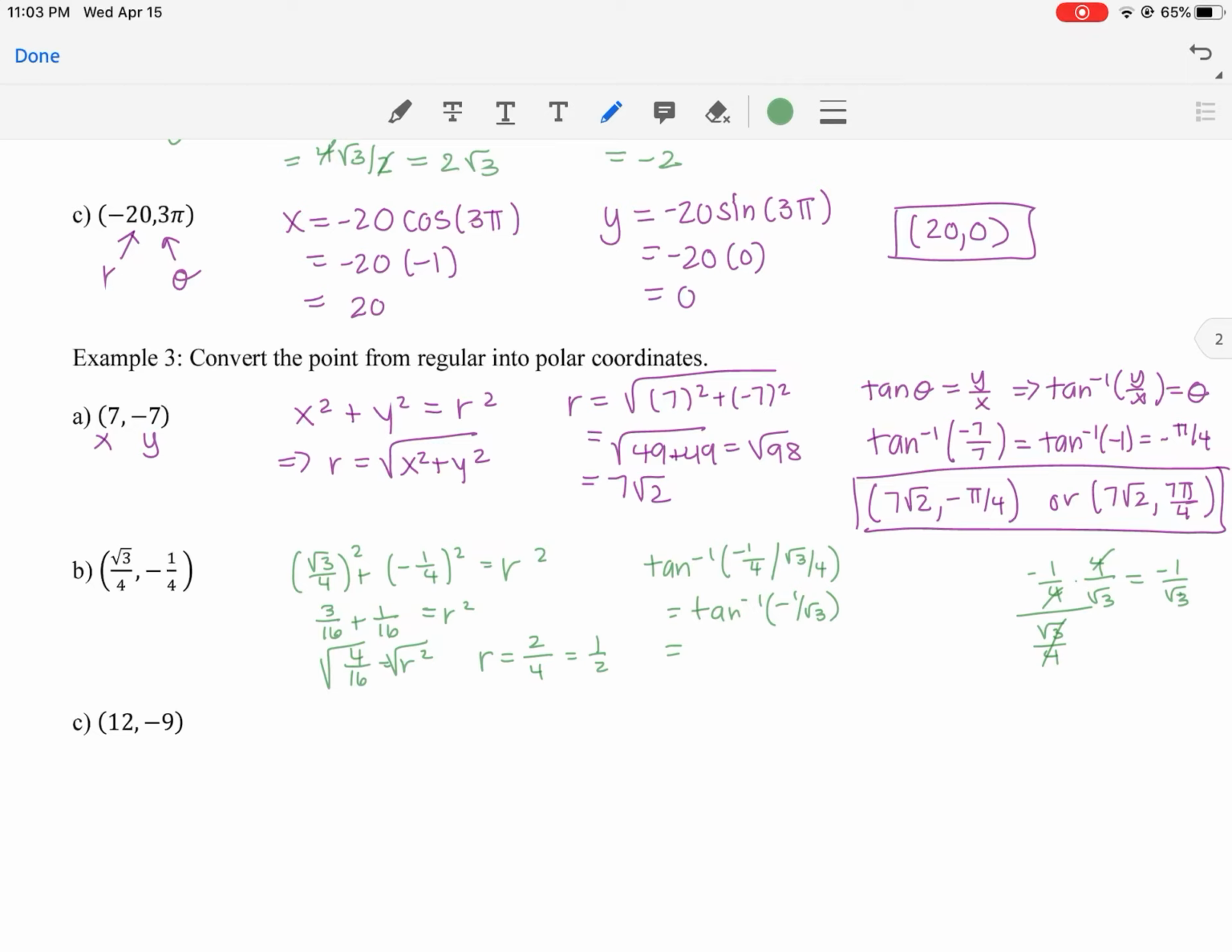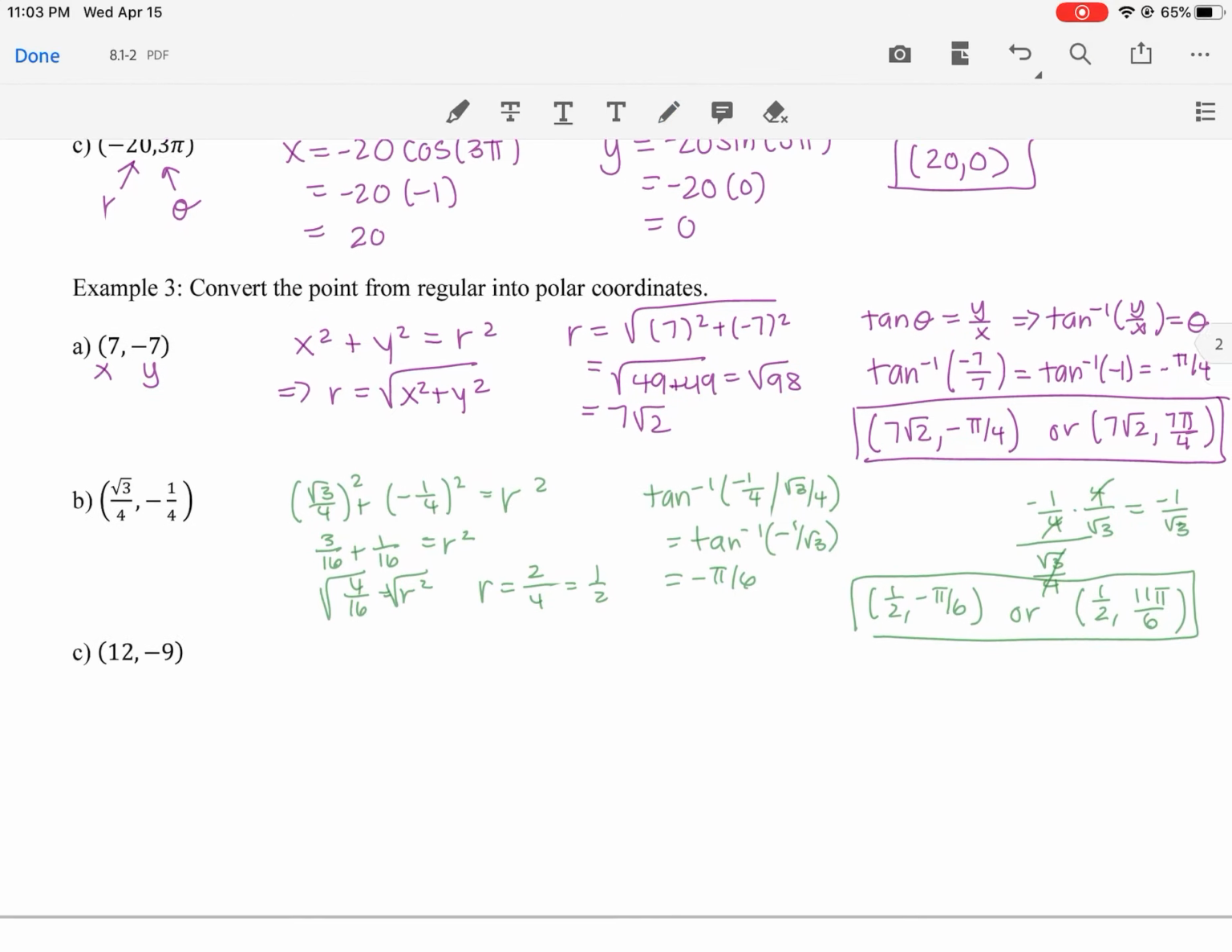In this case, we end up with negative pi sixth. So you could write your answer here as 1/2, negative pi sixth, or we may run into that problem like we had before, that hey, it should be between 0 and 2 pi, so equivalent to that in 2 pi would be 11 pi sixth.